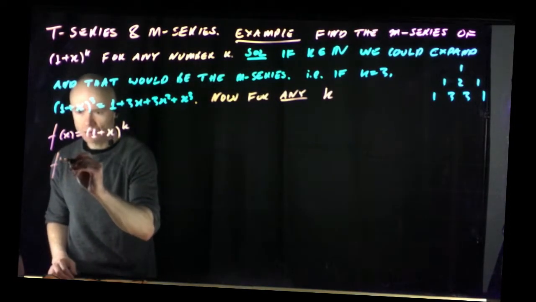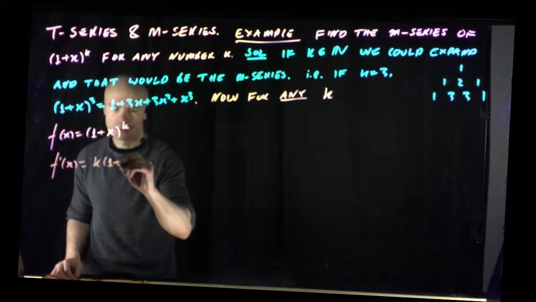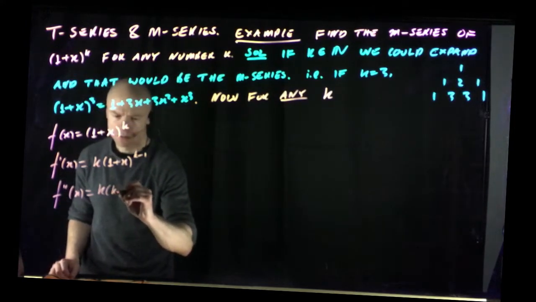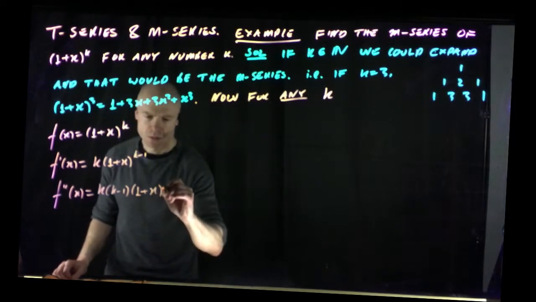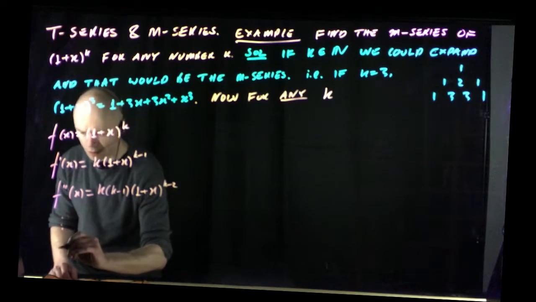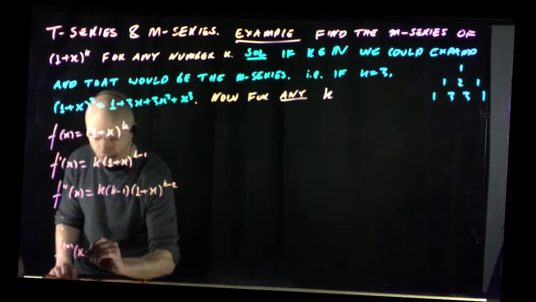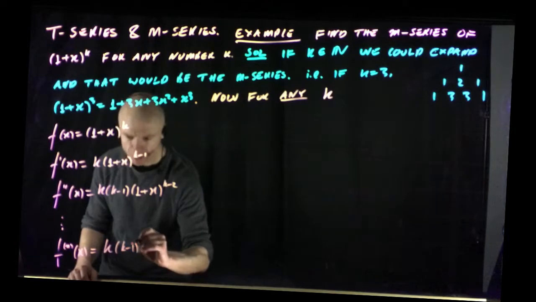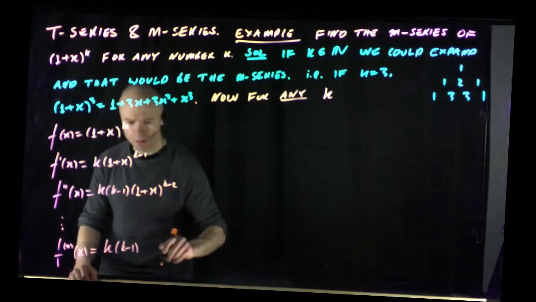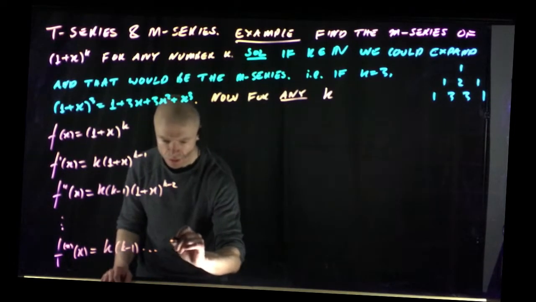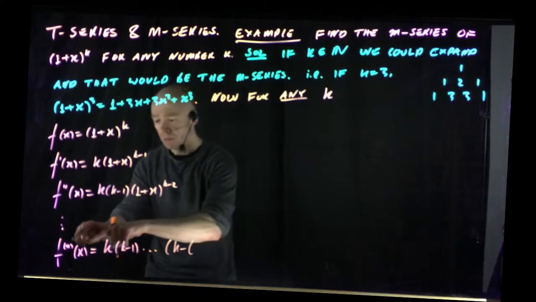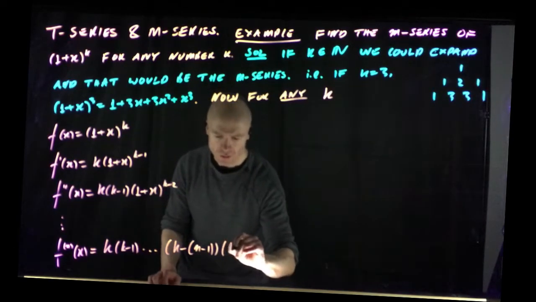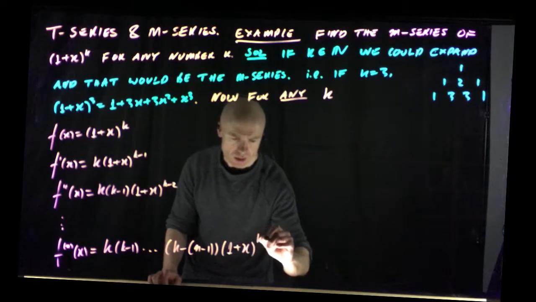So we differentiate this thing. Differentiate again. And so on and so on. So if we take the nth derivative, what do we have? We're going to have k, k minus 1. So notice when we take the second derivative, we stop here at k minus 1, right? So when we take the nth derivative, we'll go down, down, down, down, and then we'll have k minus, and it won't be minus n, it will be minus n plus 1. All right? And then we're going to have (1 plus x) to the k minus n.